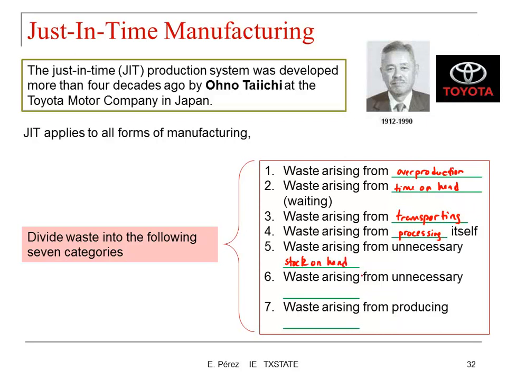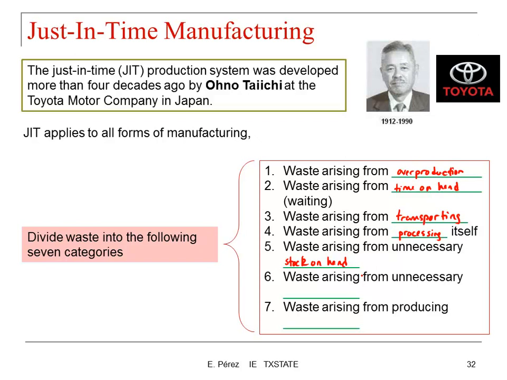And this one in particular: usually if you have to buy a component from a supplier, some companies will give you a cheaper price if you buy a high amount of units. So the more you buy, the cheaper the price. But if you buy, let's say, 1,000 components and you only need 100, you're going to end up having 900 of those components waiting to be used. So that's another waste arising from unnecessary stock on hand.